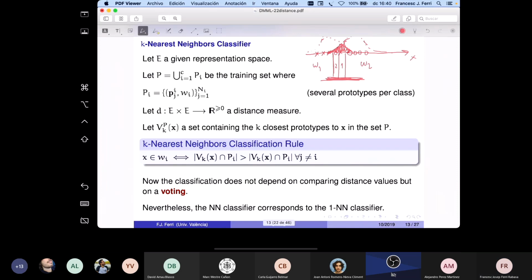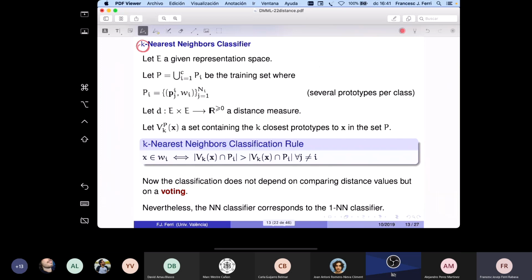It's okay? Yes. Can we improve that? Yes, we can. And one possible way of improving that is by defining what we call the K nearest neighbor classifier, which corresponds to the following. Instead of computing the nearest neighbor, we compute the K nearest neighbors. Not only the minimum, but the next minimum and the next minimum and up to the K. It's okay?